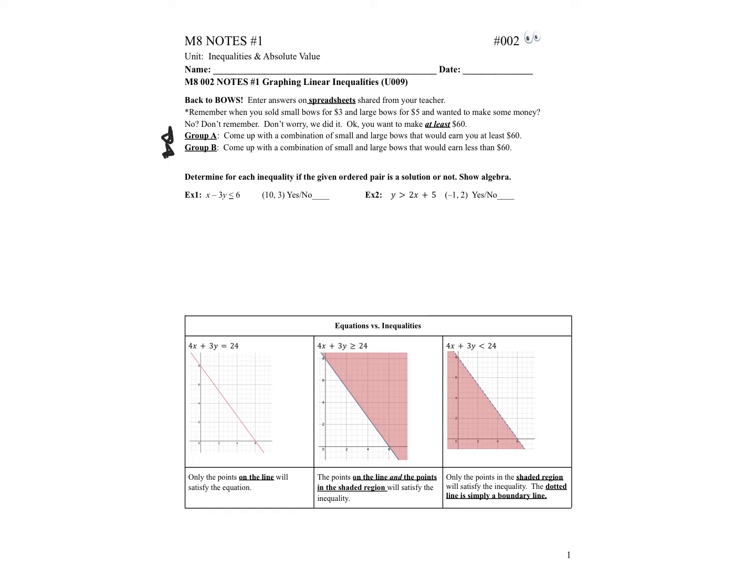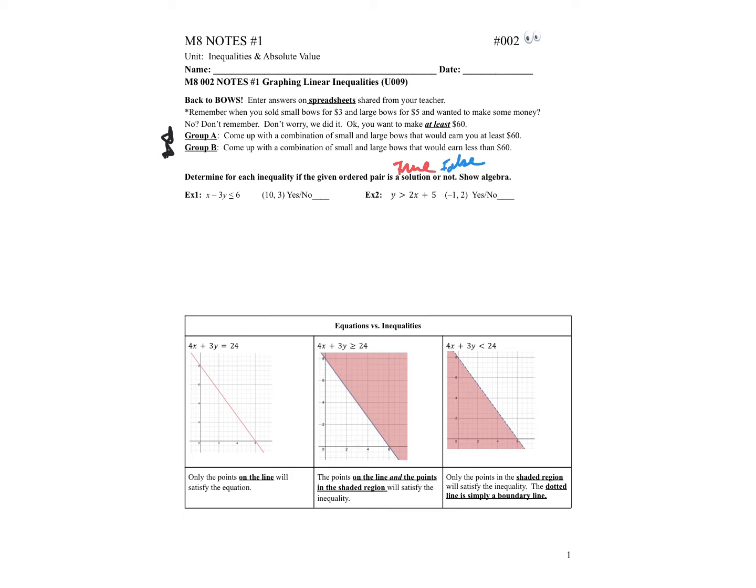So that will be a class discussion. Now, determine for each inequality if the given ordered pair is a solution or not. And remember, the solution makes the statement true, whereas if it doesn't work, it makes it false. Okay? So we want to show the algebra, so we actually have to physically plug in points.